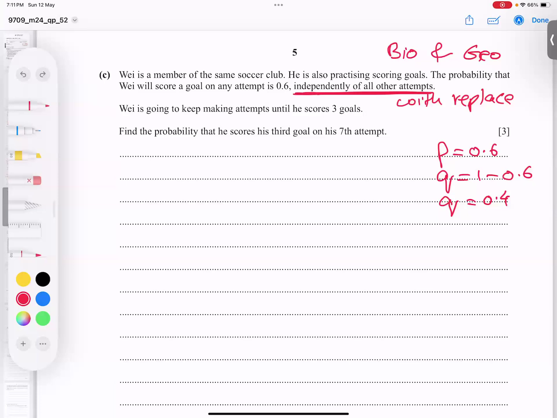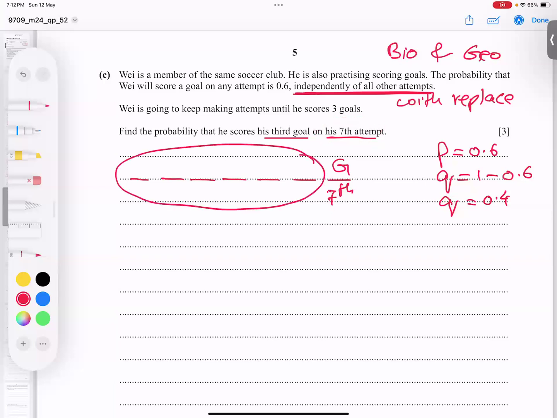So he scores his third goal on the 7th attempt. So first, second, third, fourth, fifth, sixth, seventh. This is the 7th attempt, and now he can score a goal here. G stands for goal. I read again: find the probability that he scores his third goal on the 7th attempt. It means there are 2 more goals in these options. Let me count once again: 1, 2, 3, 4, 5, 6, 7.